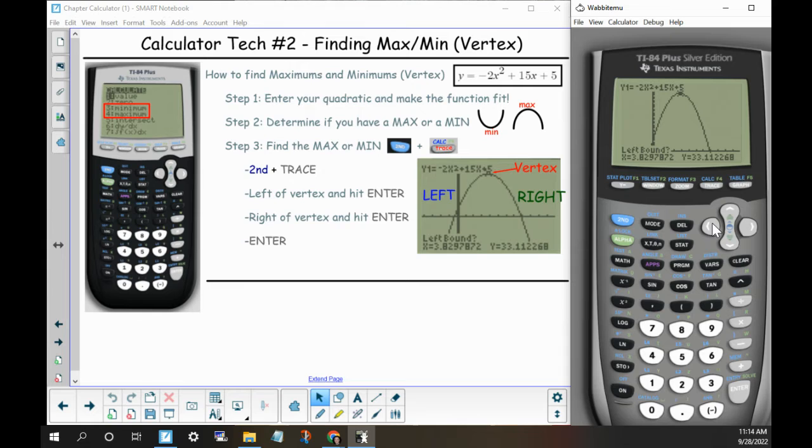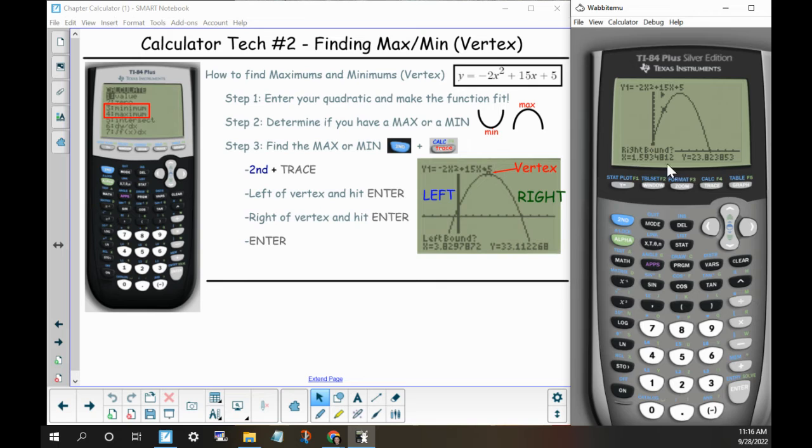Now, pay close attention to this. It says up on my calculator now left bound. Scroll over to the left side of your graph, anywhere. Everyone scroll over. Make sure it's to the left. It can be here, it can be there. Doesn't matter exactly where. It doesn't have to be perfect. You're going to hit enter.